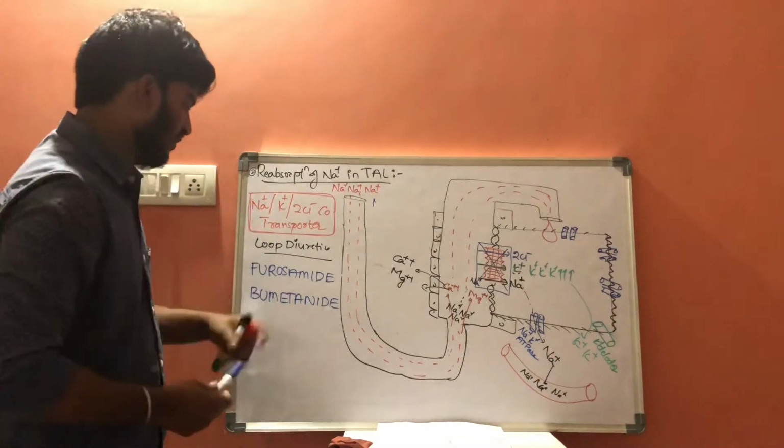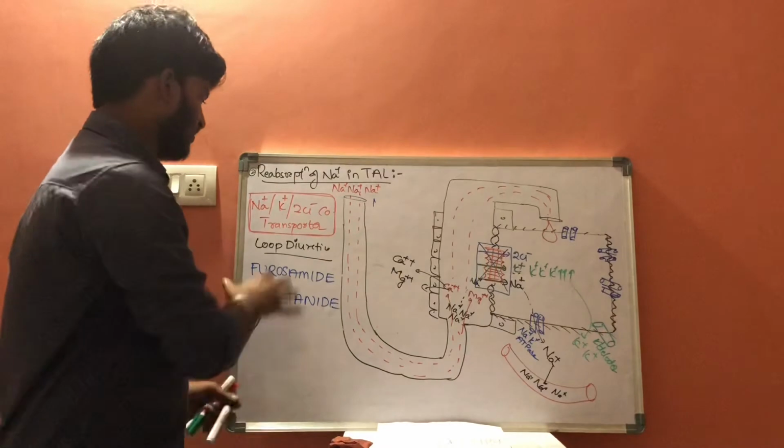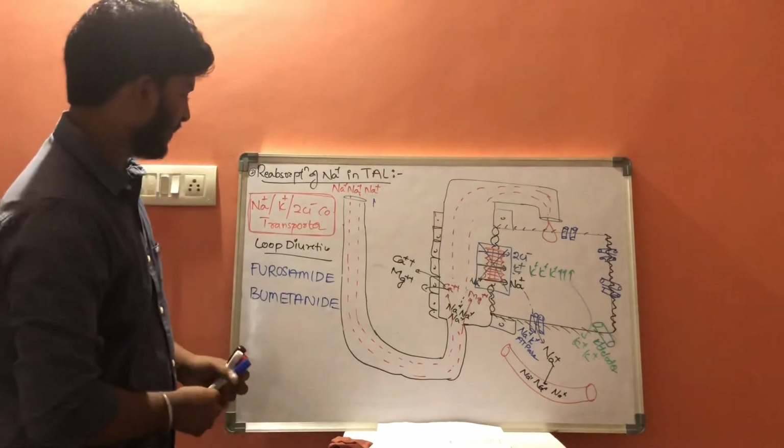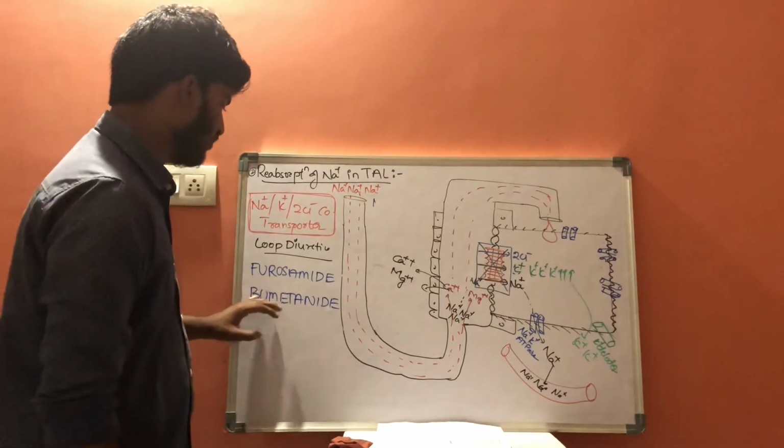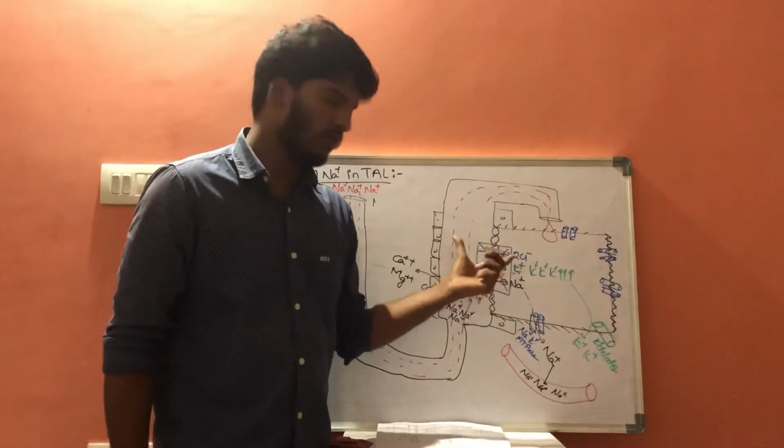Furosemide and bumetanide. So these are the two drugs. There are some other drugs also, but at least two drugs are important to remember. That is, furosemide and bumetanide are the two drugs which block the sodium potassium 2 chloride cotransporter.